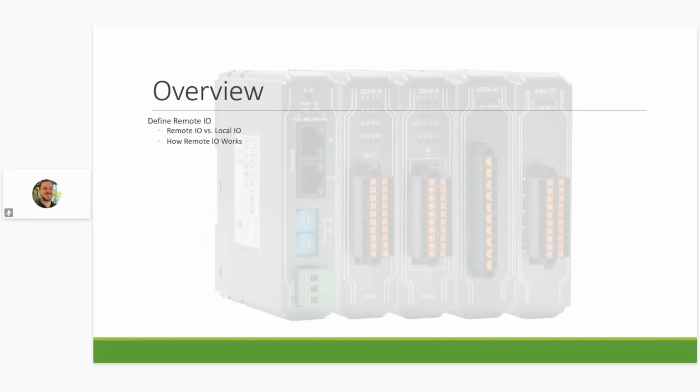First, we are going to define what exactly remote I/O is. Next, we will break down the differences between remote and local I/O, then explain how remote I/O works. Then we will discuss the benefits of remote I/O, including how it can extend existing I/O, be used in remote locations, the different protocols that we have to offer with our remote I/O, and how it can be cost-saving. After that, we will discuss some common connection methods, including connecting to remote I/O via Modbus and Ethernet IP.